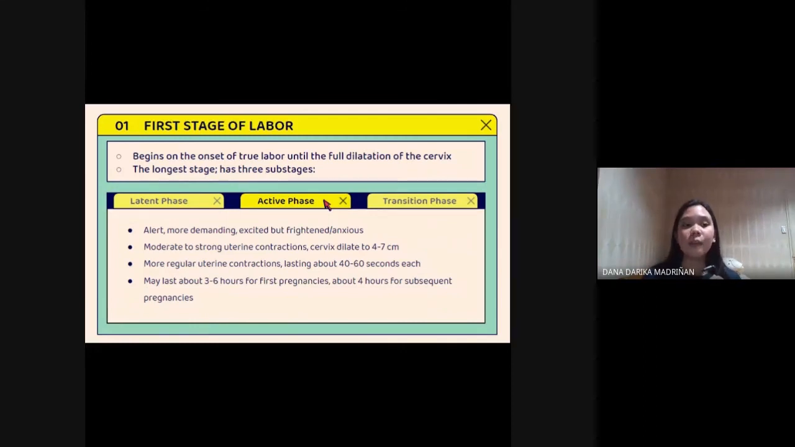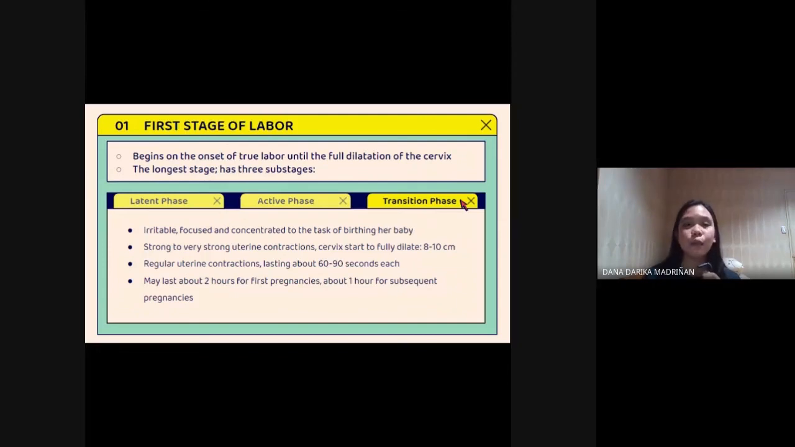And ito po ay maaari tumagal, yung phase po nito, pwede po siyang tumagal ng 3 to 6 hours po for first pregnancies and about 4 hours po for subsequent pregnancies. The last phase in the first stage of labor ay tinatawag pong transition phase, kung saan nagfo-fully dilate na po ang cervix, meaning nagiging 8 to 10 centimeters po ang laki na po ng cervix po ni mommy. This is also a sign na malapit na pong manganak si mommy.